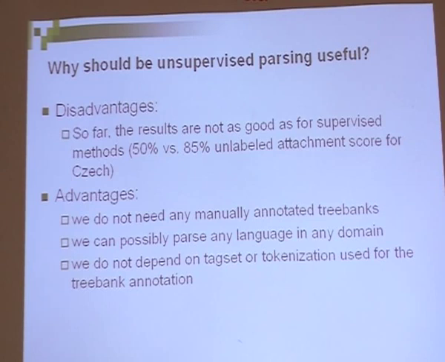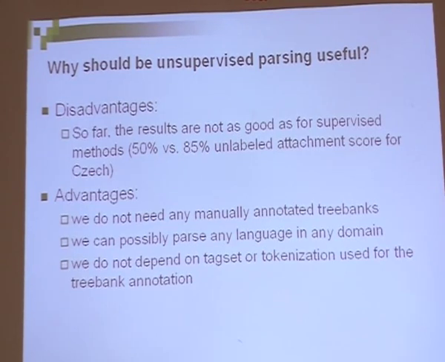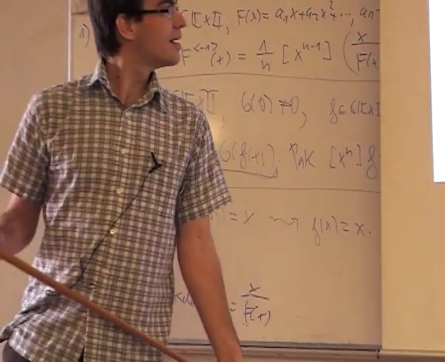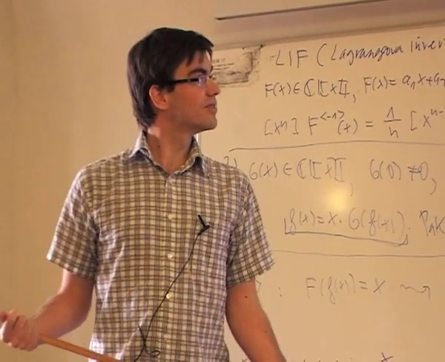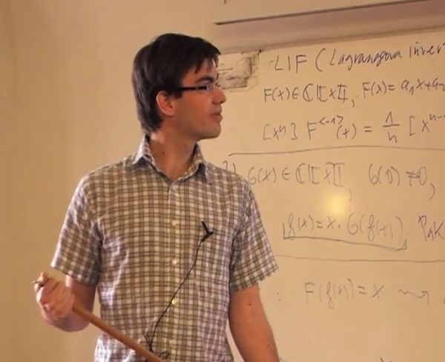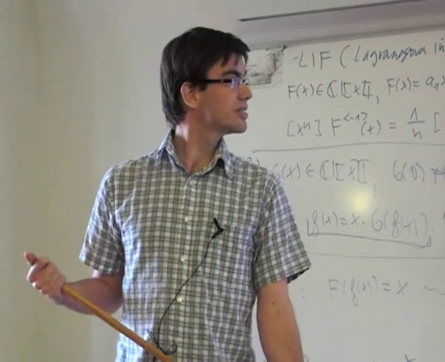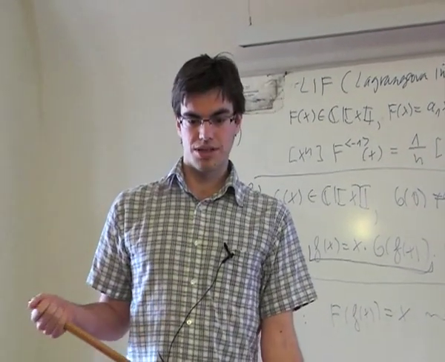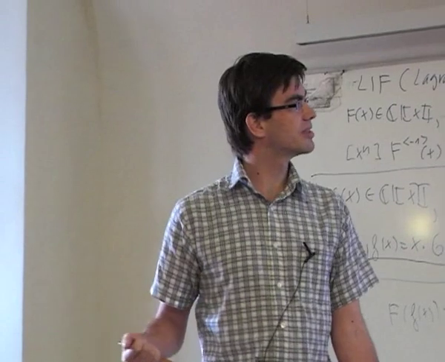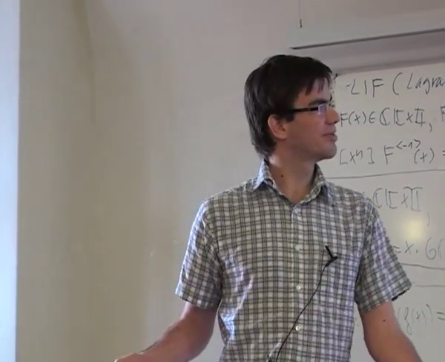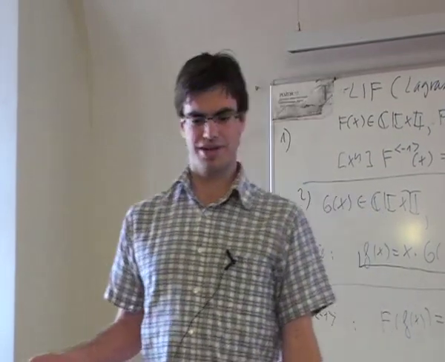So, why should unsupervised parsing be useful? There is one big disadvantage. So far the results are not as good. For Czech, the unsupervised parsers reach only about 50% score versus 85% for supervised parsing. For English, the best unsupervised parser has about 60%, whereas the best supervised parser has about 90%, I think.